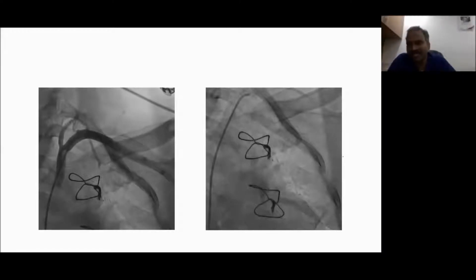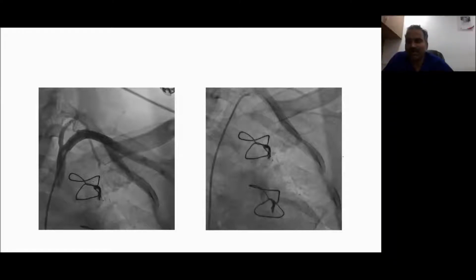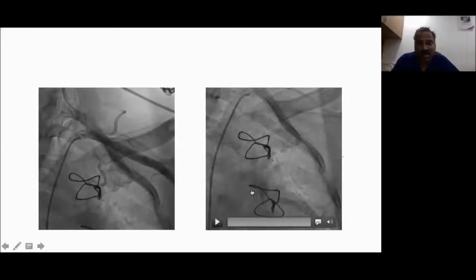But literature describes either RAO 45 degrees or a steep LAO view, like 70 or 80 degrees of LAO view. Either will work, but I commonly use RAO view predominantly. I use only RAO view, and I'm successful in almost all the cases in RAO view. So take RAO view. Now I'll show in RAO view.